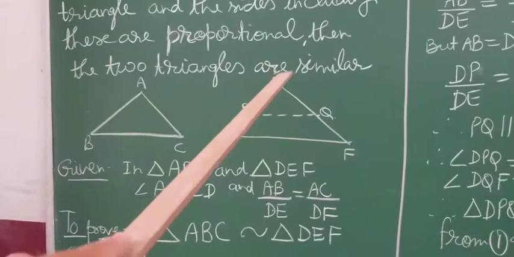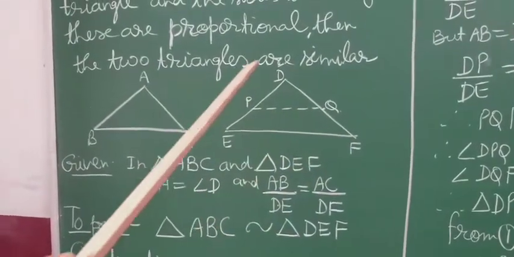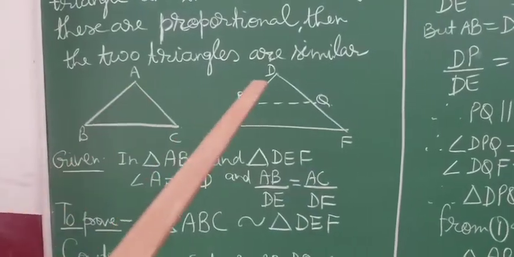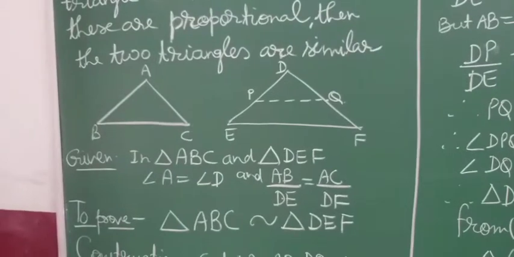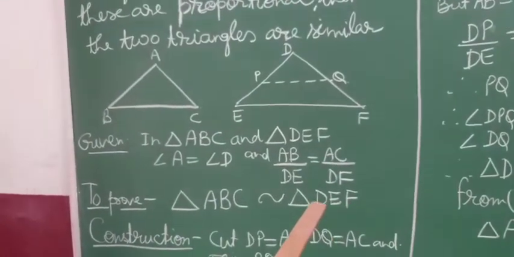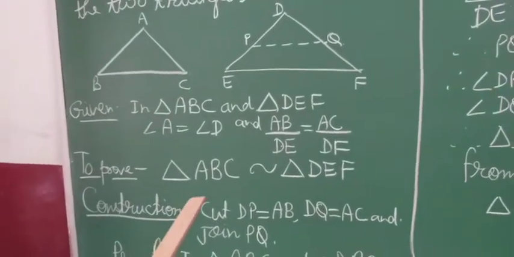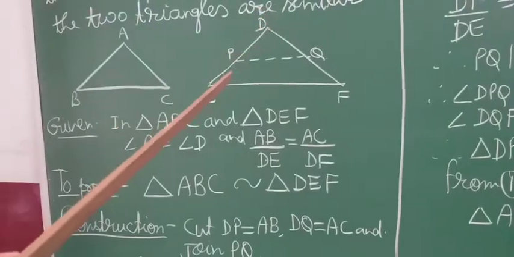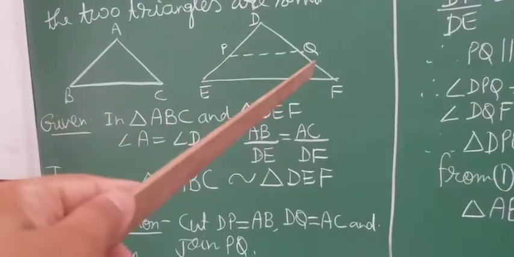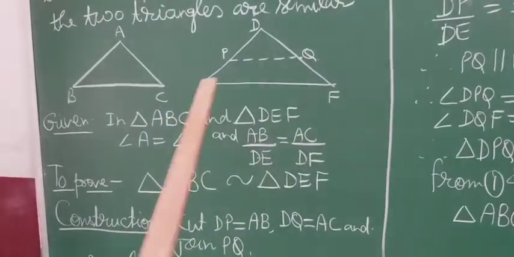The ratio of the sides AB and DE, AC and DF are given, and angle A equals angle D. We have to prove triangle ABC similar to triangle DEF. So to prove this, we have to do a construction. We can cut DP equals AB from DE and DQ equals AC from DF and join PQ.